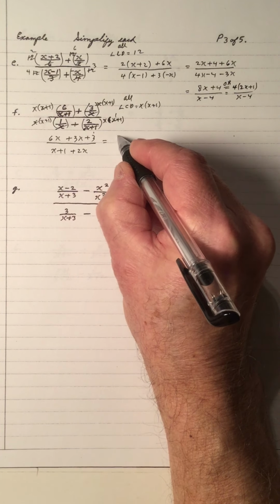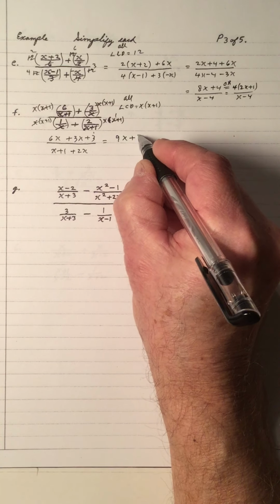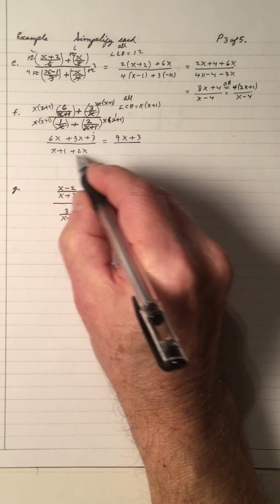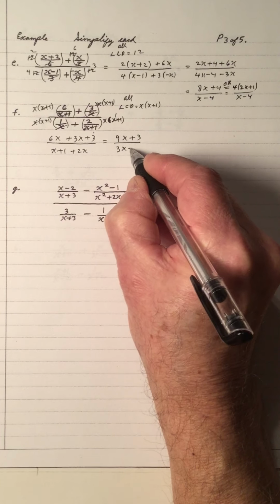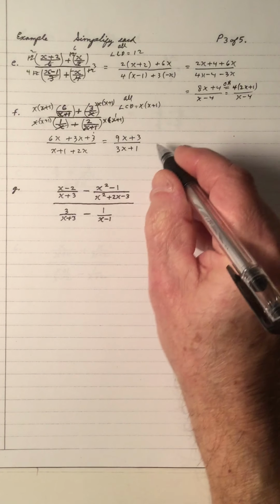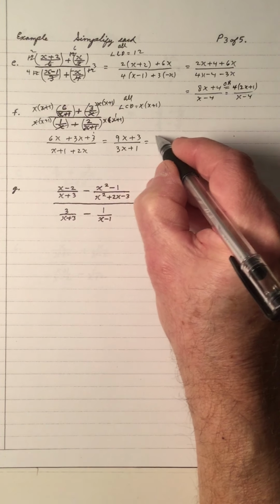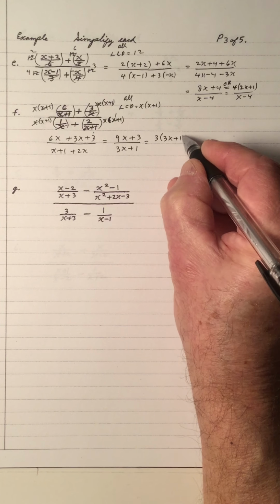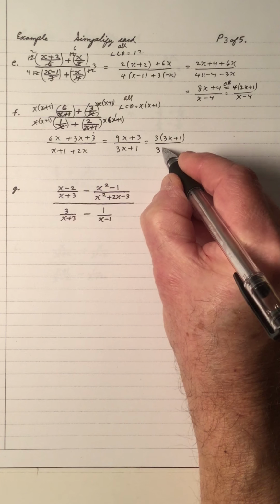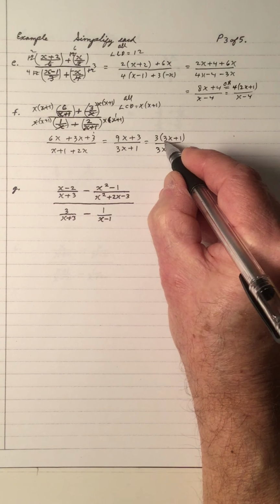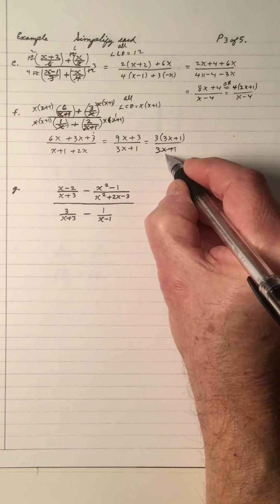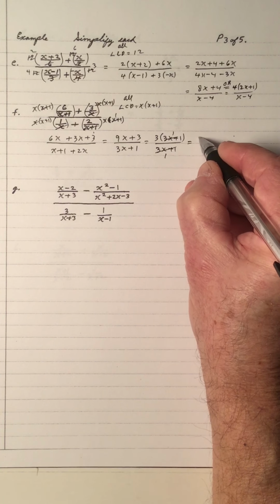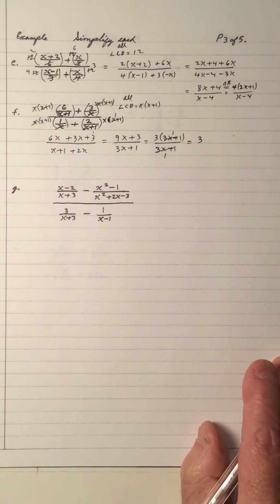And we add, we get 9x plus 3. Can we factor the numerator? Yes, 3 comes out, gives me 3 times x plus 1. Denominator is 3 times x plus 1. This factor and this factor are the same, so we cancel. So this becomes 3, simplified to a 3.